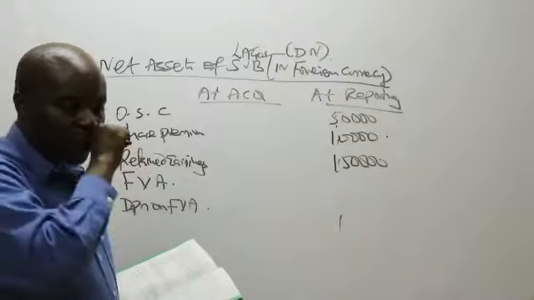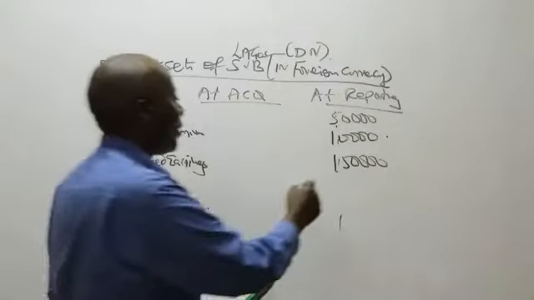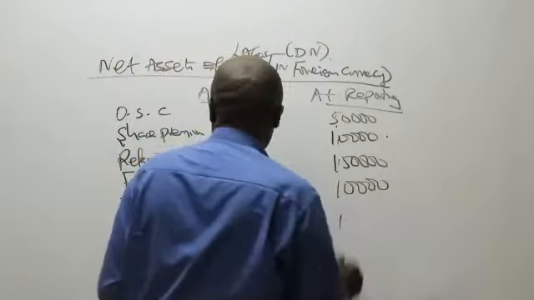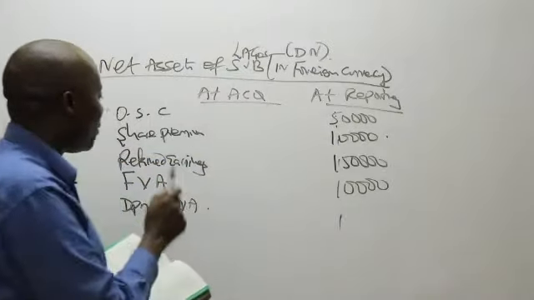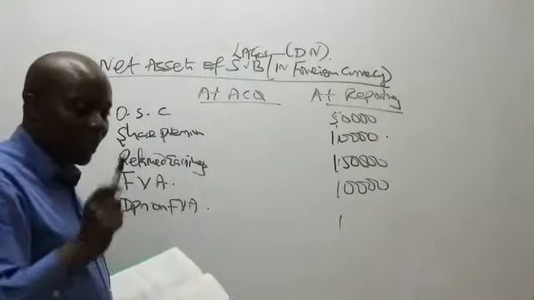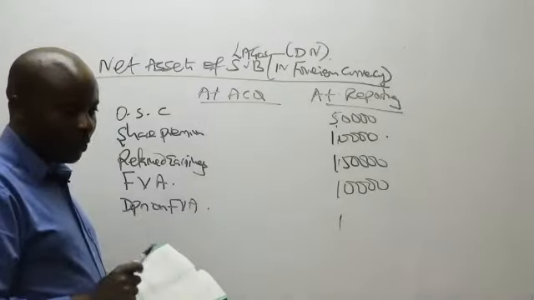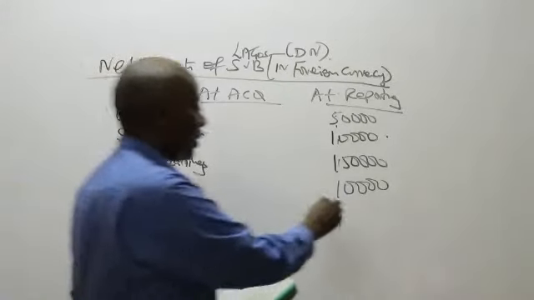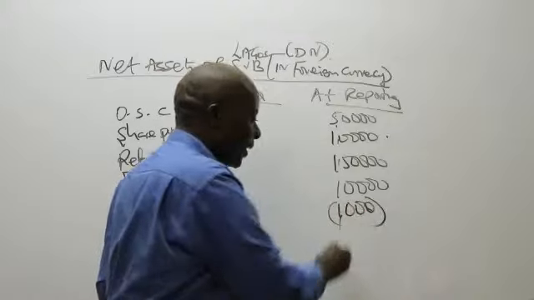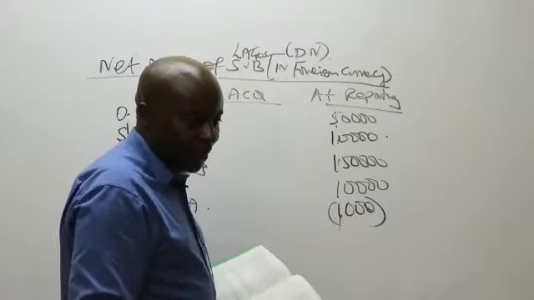Are you able to see the fair value adjustment of Lagos assets? What's coming in? 10,000. Thank you very much. How about the depreciation on fair value adjustment that we got? Do you remember depreciation? It's 1,000. But remember, this is something you deduct.